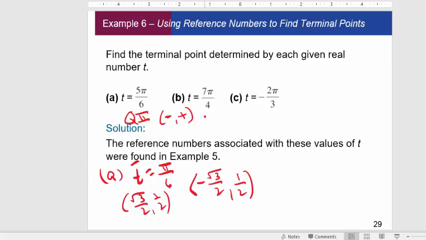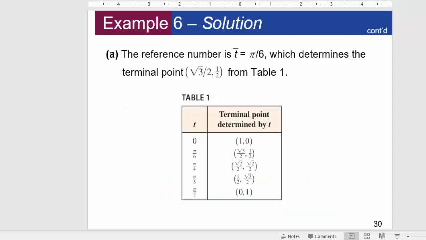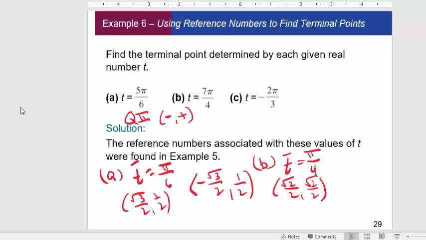And then for 7 pi over 4, right, B, we knew that this has a denominator of 4. That means our t bar is going to be pi over 4. And the terminal point of pi over 4 was actually radical 2 over 2, radical 2 over 2. Remember? That was where they were equal at pi over 4, radical 2 over 2, radical 2 over 2.